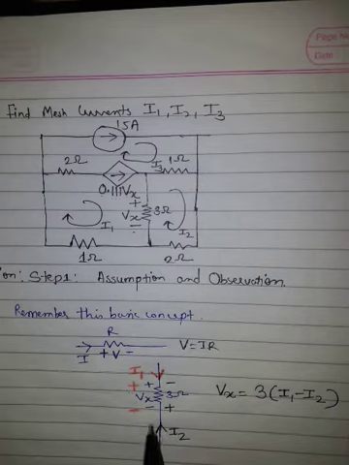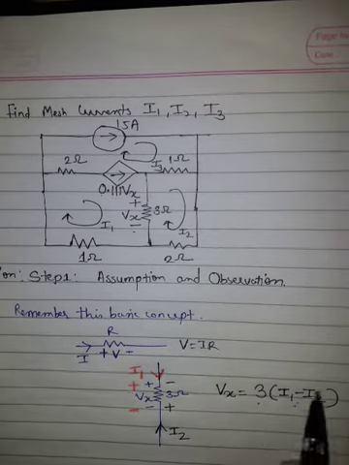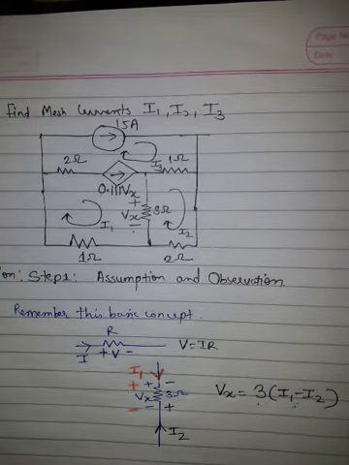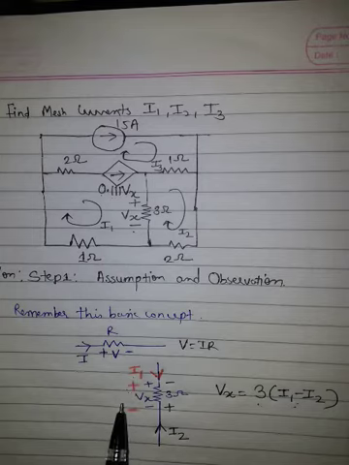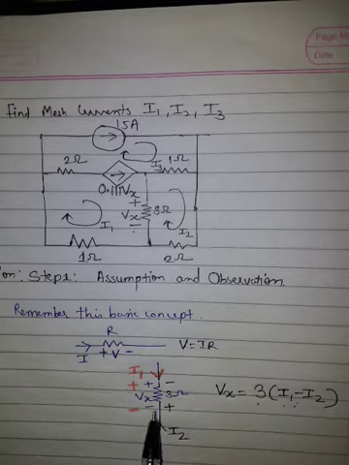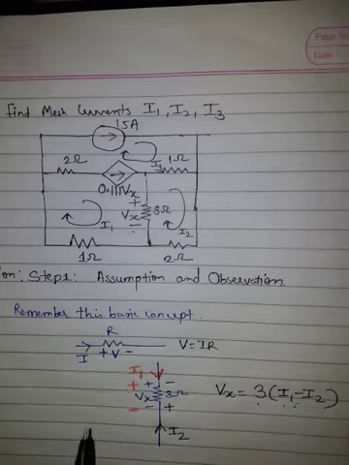3 into the difference of the currents. V is equal to R into I. So this is your first equation, the value of Vx. In this way we have found the value of Vx. Because of I1 we get these polarities positive and negative, which is same as Vx. That's why we have written I1 first. If the polarity matches with the polarity of I2, then we can write I2 minus I1 like this.